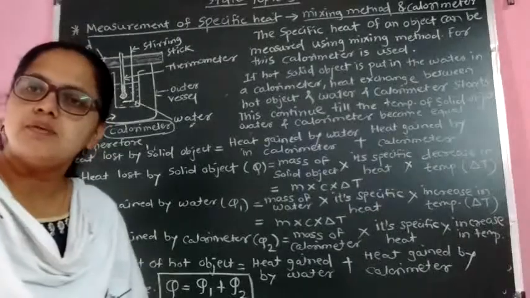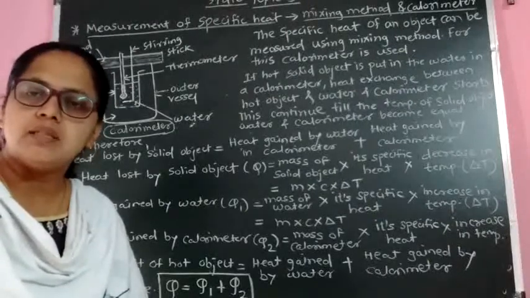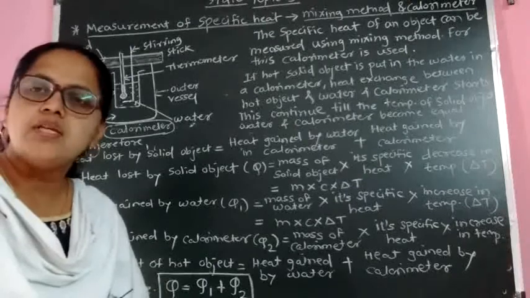The next point is measurement of specific heat capacity by using the mixing method. For that mixing method, a calorimeter is used. What is a calorimeter?